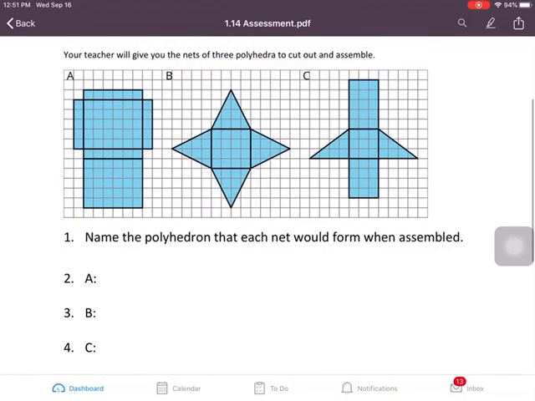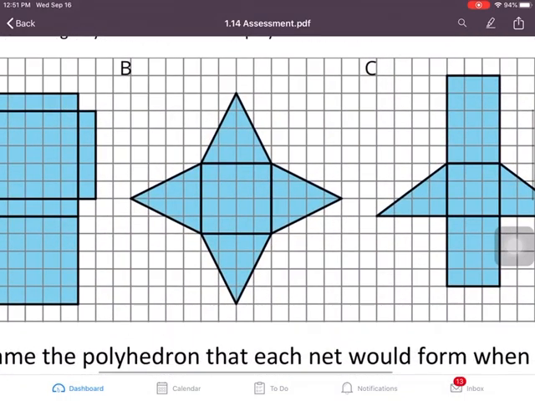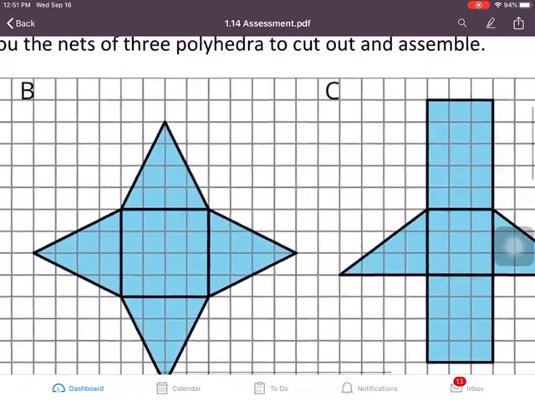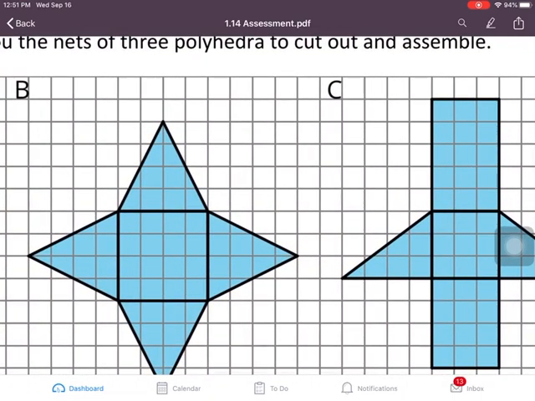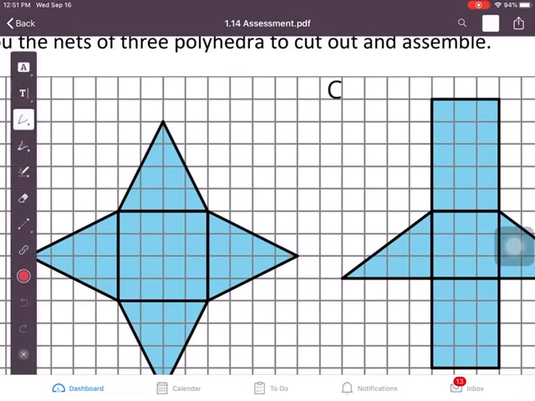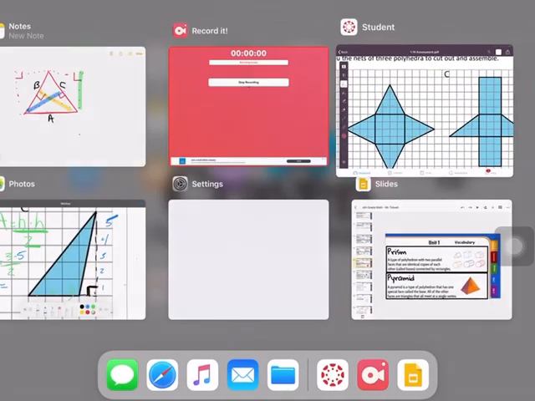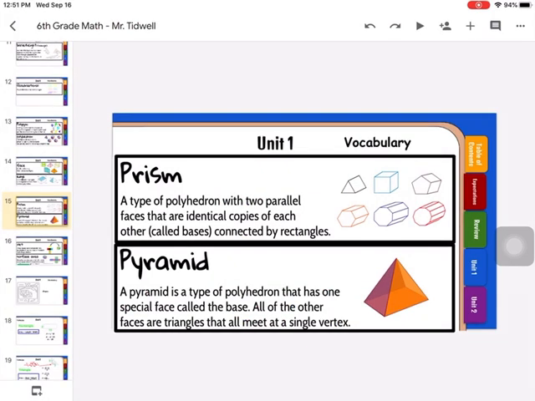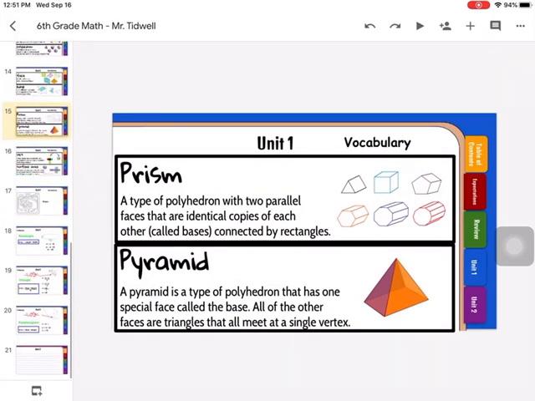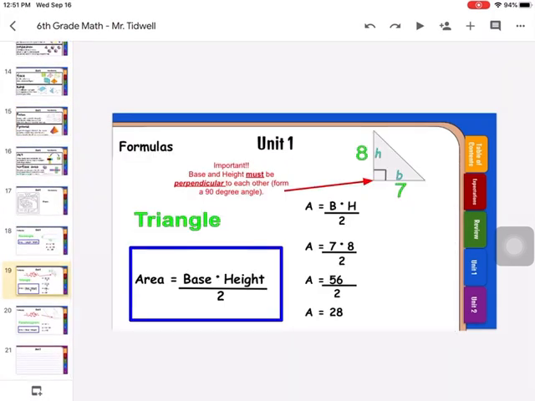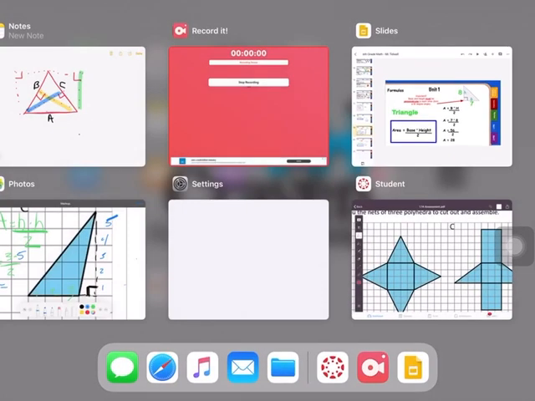But I do want to help you guys solve for this part, which says find the surface area of each one. So we're just going to pick B and try and work out the surface area of this one real quick, okay? So for B, I need to figure out the area of these triangles first. So let's do that. Area of a triangle. If we don't remember our triangle formula, that is once again here in our digital notebook. Area of a triangle is base times height divided by 2.